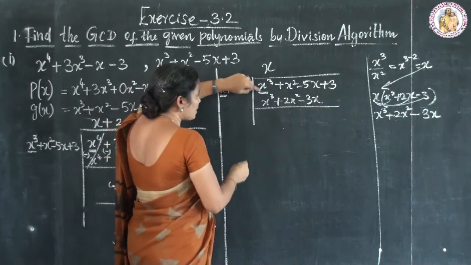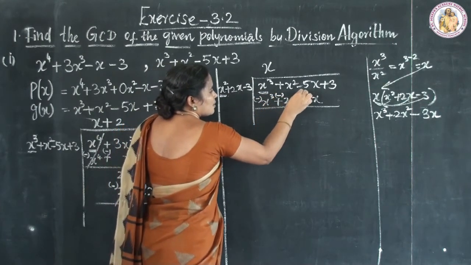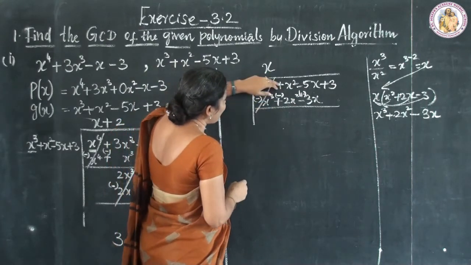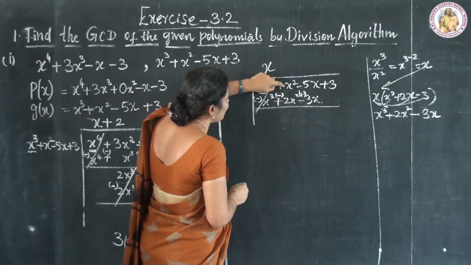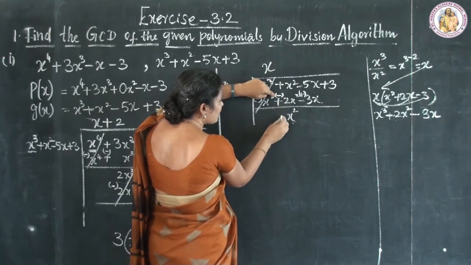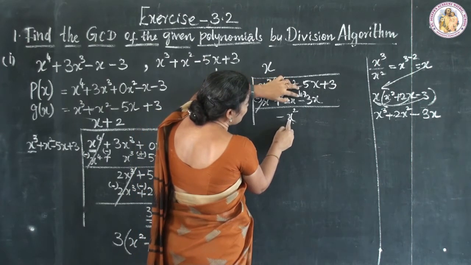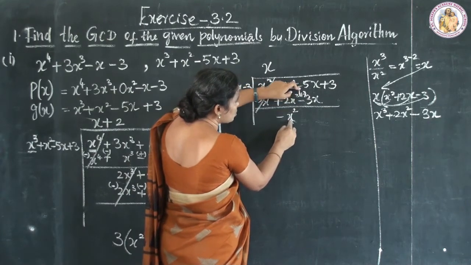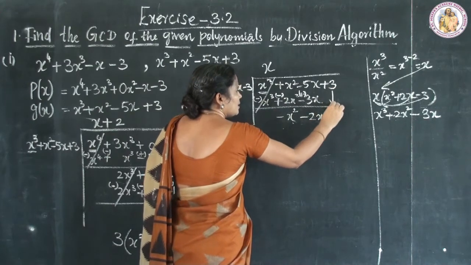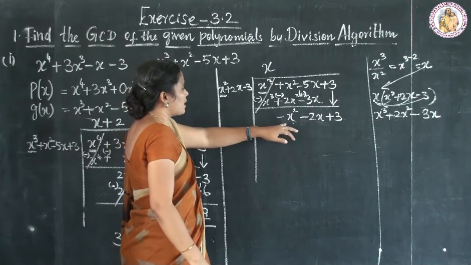Now x cube plus 2x square minus 3x. Now change the sign so that you can cancel x cube. Now cancel x cube. Plus minus 2 minus 1 is 1x square. 2 is greater, so minus x square. Here we have different signs, plus and minus. 5 minus 3 is 2. 5 is greater, so minus 2x, and take plus 3. Now again the process continues.